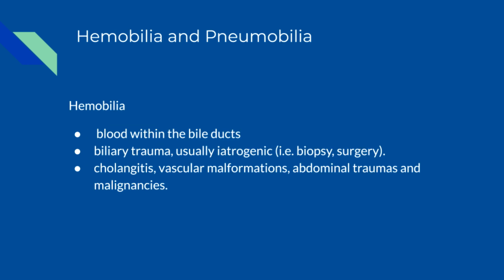Hemobilia and pneumobilia. Hemobilia is blood within the bile ducts and is associated with biliary trauma. It is usually iatrogenic, for example, caused by biopsy or surgery. Other etiologies include cholangitis, vascular malformations, abdominal traumas, and malignancies. The appearance of blood within the biliary tree is similar to blood clots seen in other parts of the body. Often you'll see intraluminal medium level echoes or hyperechoic material.